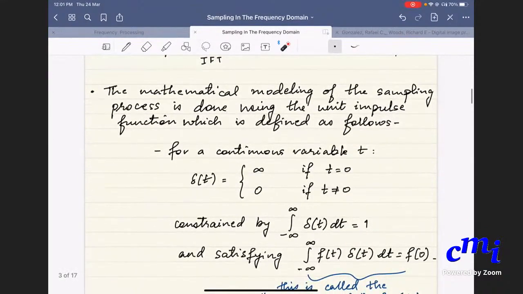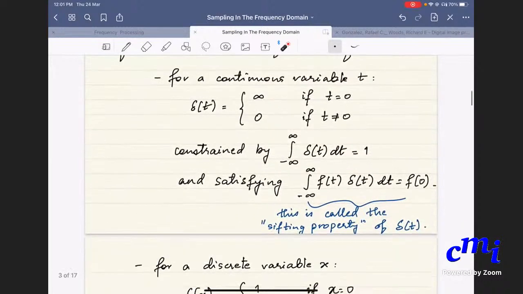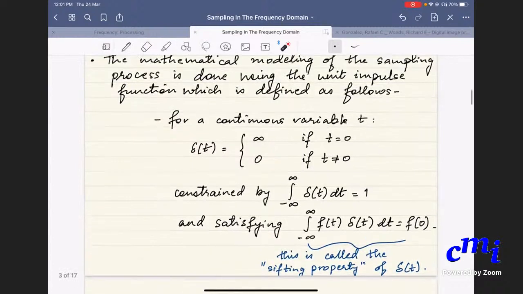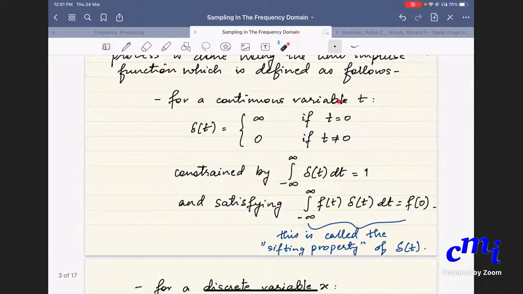Now, the mathematical modeling of the sampling process can be done using what is called an impulse function. Last time I defined this impulse function. For a continuous variable, you can define it in this way: at 0 it is infinite, and for any other non-zero t it is 0, and it is constrained by this property. This is the definition of an impulse function.